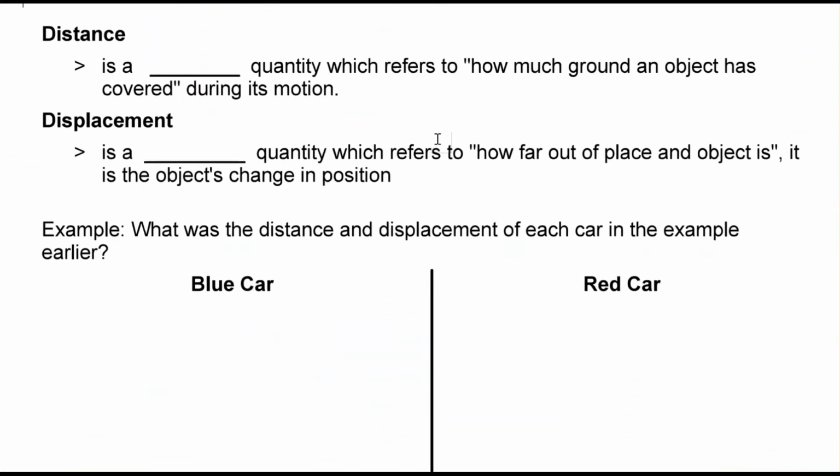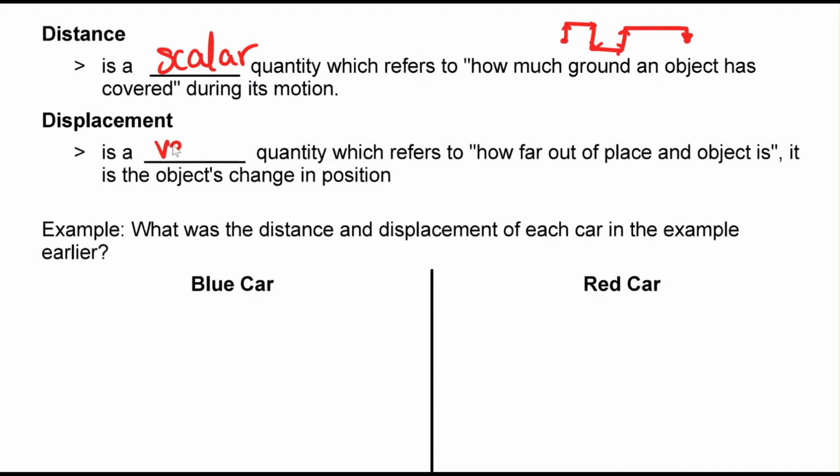So distance, as you just saw, is a scalar quantity, which refers to how much ground an object has covered during its motion. So if you went from here to here, how much ground did you cover the entire time? You add up all the individual distances and figure out how much you traveled.